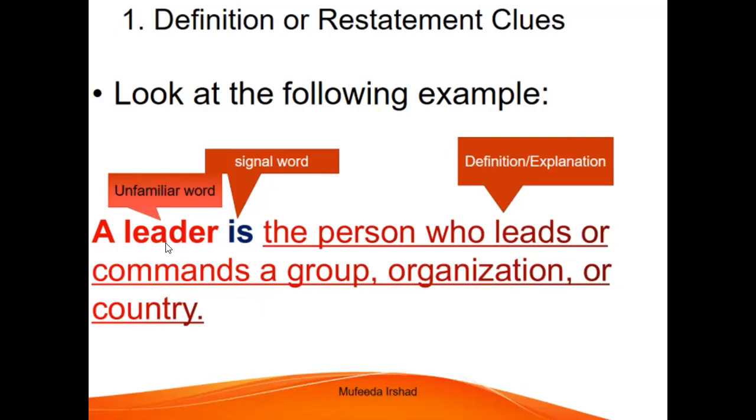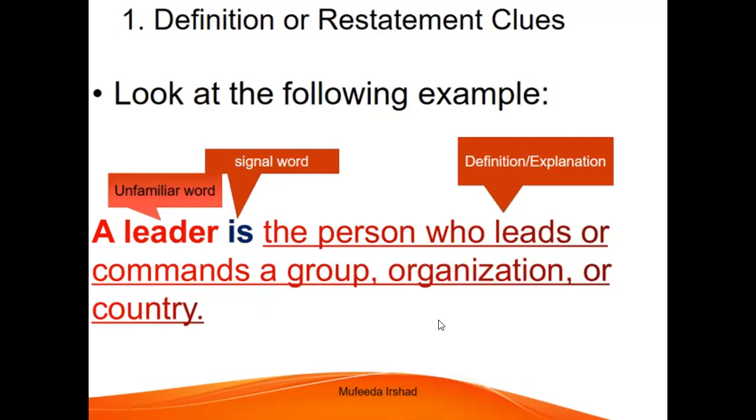The writer has given a familiar word because you all are management students. I'm sure you understand who a leader is, but I just thought I would use familiar terms so that you will understand the concept better, right? So the word here is leader. The writer has used the signal word is. So the moment you see is, you know that it's a definition, and then he defines the word for you.